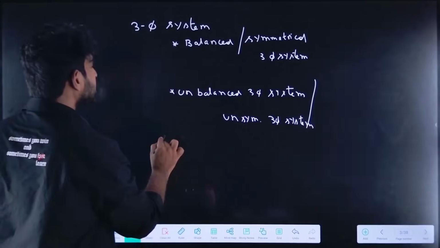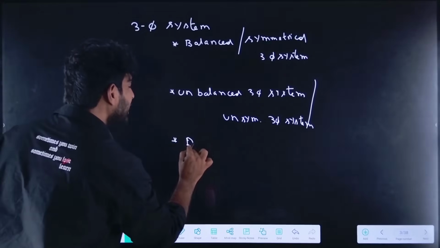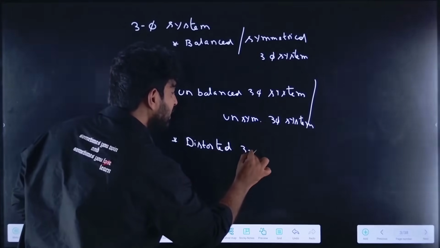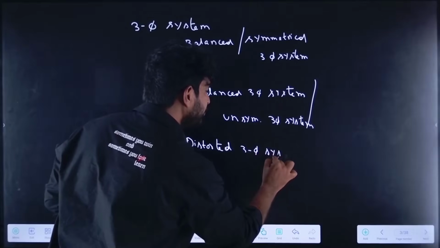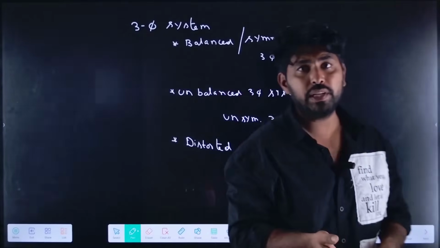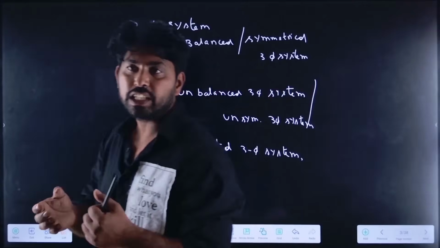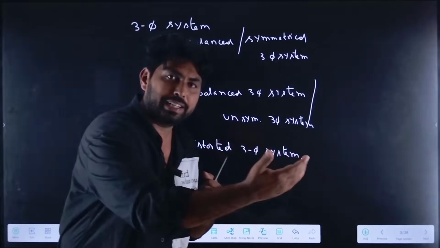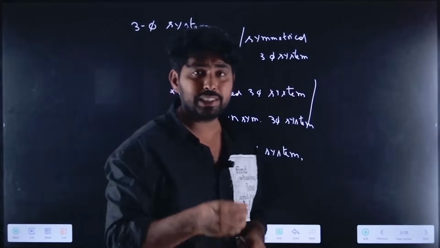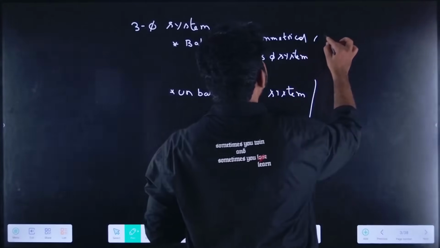And the third one is the distorted three-phase system. Based on the connections, it is also divided into star-connected three-phase system and delta-connected three-phase system. So based on that and the remaining things, it will be defined like this.